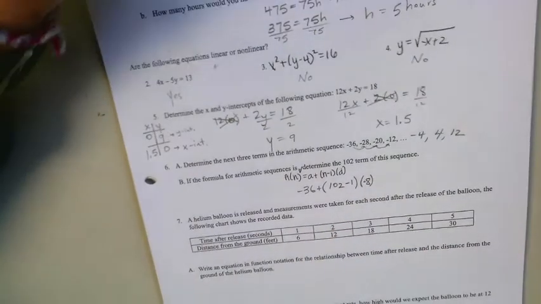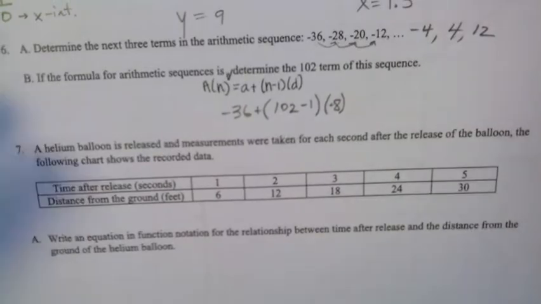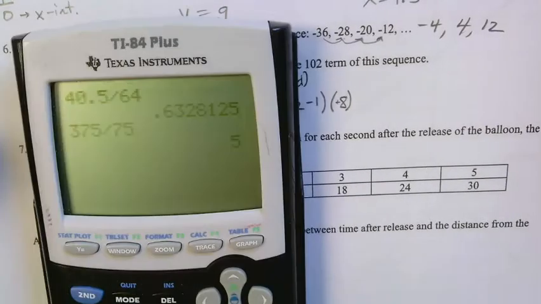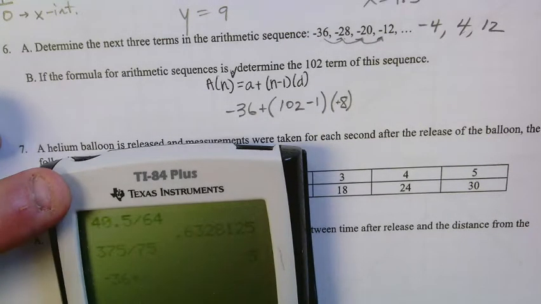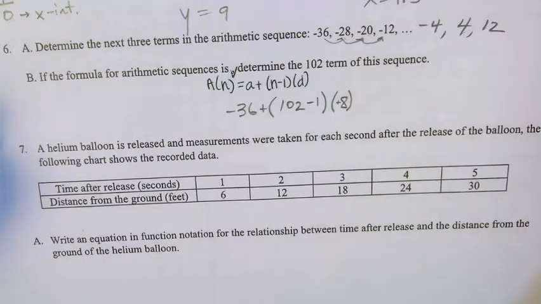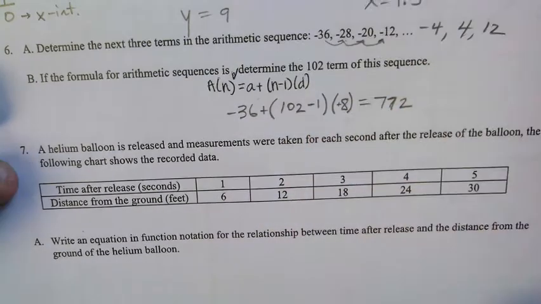So if we work this out, I'm going to get a little bit closer here so you can see everything a little better. Maybe I'll refocus, okay? If we work this out, I'm going to type that in. What is it here? Negative 36 plus parentheses 102 minus 1 times 8. Okay, 772 is what I'm looking at there for the 102nd term. 772. Okay.